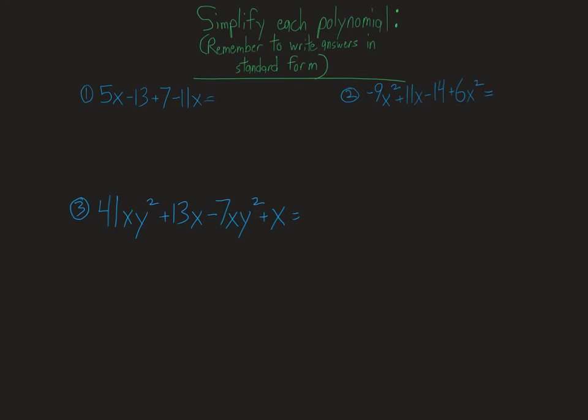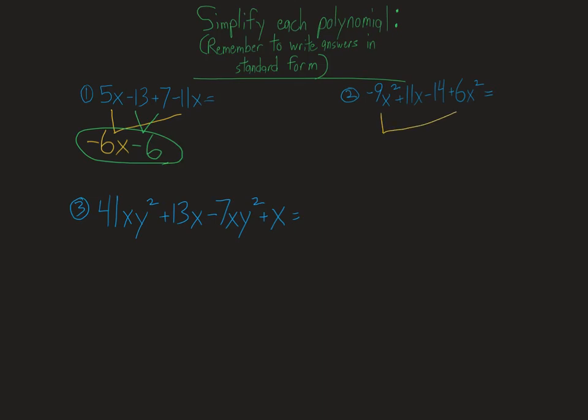All right, let's jump in. Kept it easy for you to start. This is pretty much review at this point. 5 minus 11, negative 6. X's go with x's. There you go. Negative 13 and 7. That's going to be 13 minus 7 is 6. More bad guys, so negative 6. Written in standard form in descending order. There you go.